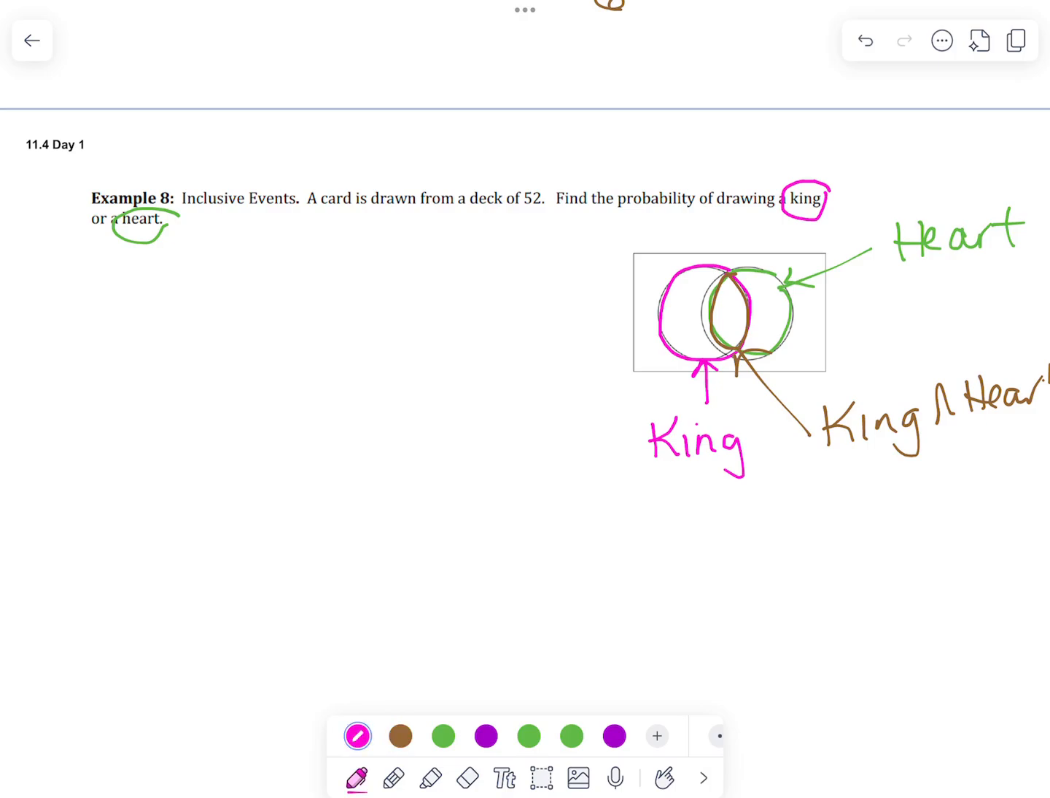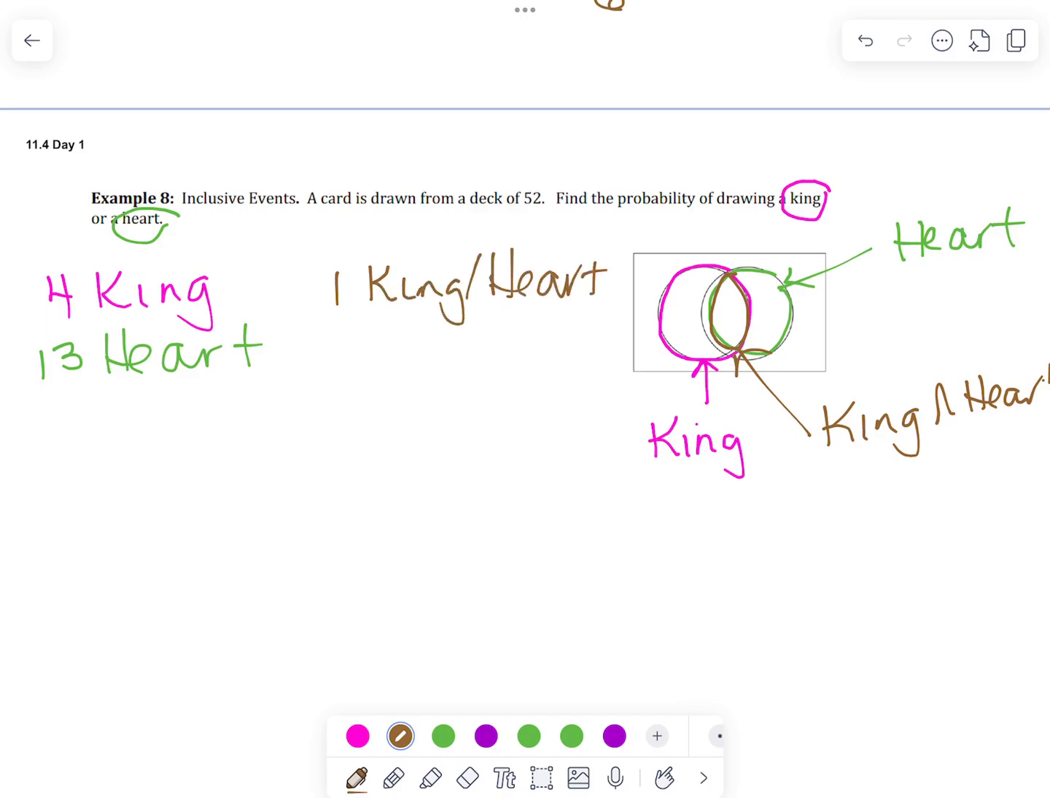So if we think of the deck of cards, there are 4 kings in a deck. And then there are 13 hearts in a deck. And then there's 1 card that is a king and a heart. So I'm going to put that in the middle. So that means there's 3 left in the pink and then 12 in the green. So let's go ahead and answer the question.